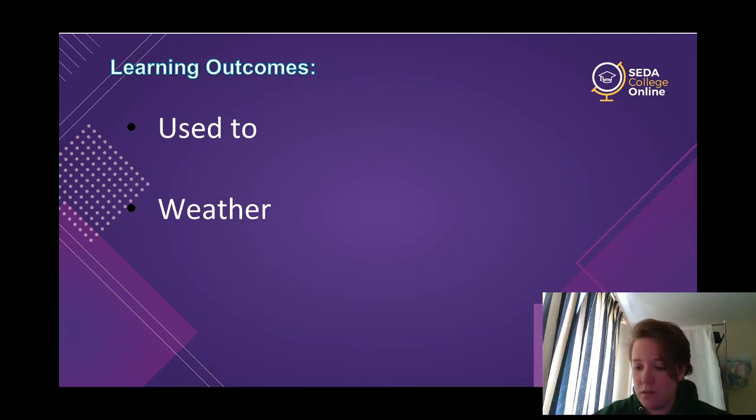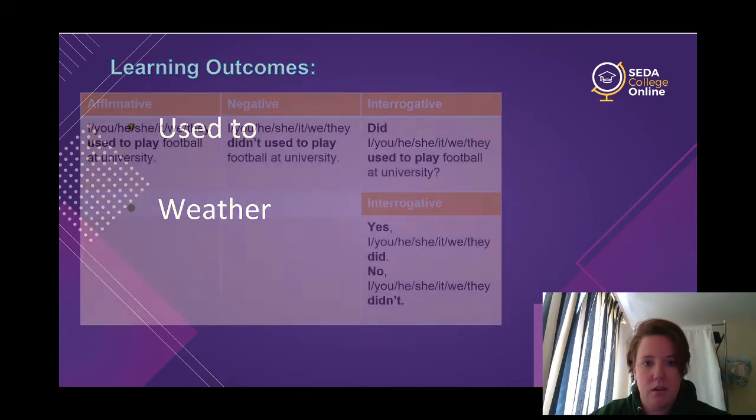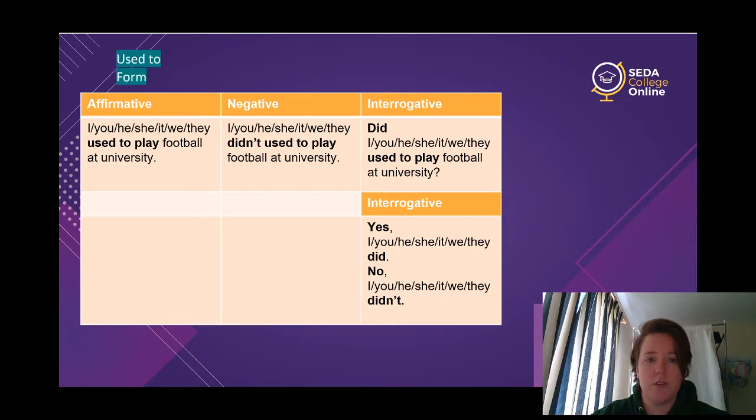Okay, so to start off, we're going to do used to. We're going to look at the form of used to. Okay, so here we have affirmative. I, you, he, she, it, we, they used to play football at university. Okay, so we're using used to plus an infinitive verb after used to. But it's the same for all the subjects. You don't need to change anything here.